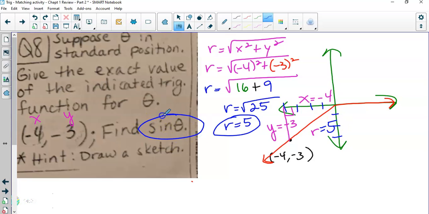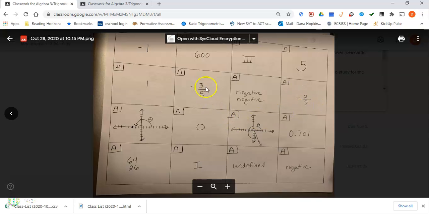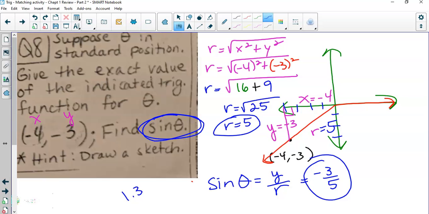Remember, this question was ultimately asking you to find the sine of theta. The sine can be found in section 1.3. The sine is the y over the r. So in this case, it is -3 over 5. And again, you can always check this on the answer key over here. And here it is right there, -3 over 5.